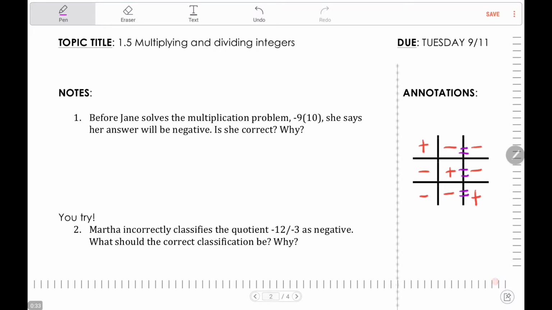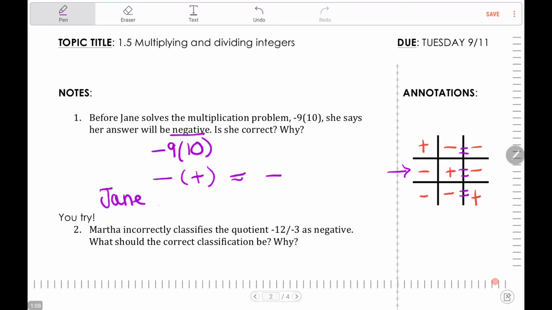Okay, so before Jane solves the multiplication problem, negative 9 times positive 10, she says her answer will be negative. Is this correct? So let's go back to our signs here. I have a negative 9 times a positive 10. And what is that going to equal? Let's look at our chart. So in this second row, I see negative times positive is a negative. So is she correct? Yes. And why? So let's write our complete sentence.